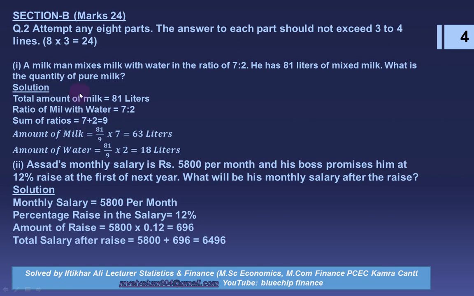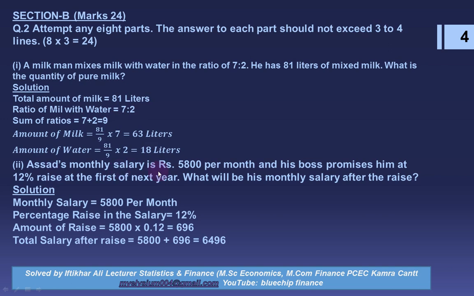Question number 2, a milkman mixes milk with water in the ratio of 7-2. He has 81 liters of mixed milk. What is the quantity of pure milk? First of all, we take the sum of the ratio, 7 plus 2 equals 9, then divide the total milk by the sum of the ratio and multiply by the individual ratios.